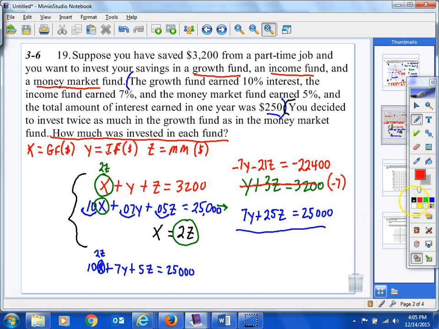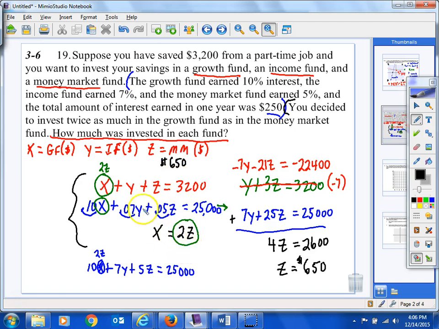And now I can add to eliminate y. So the y's cancel. Negative 21 plus 25 is 4z. And negative 22,400 plus 2,500 is positive 2,600. Dividing both sides by 4 gets me my first investment amount. I know that we invested $650 in the money market fund.